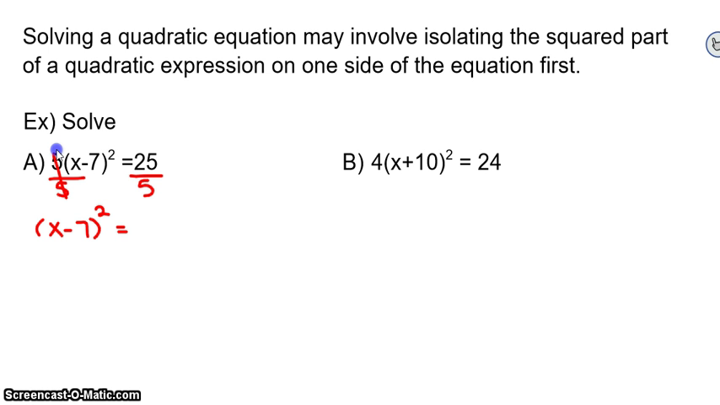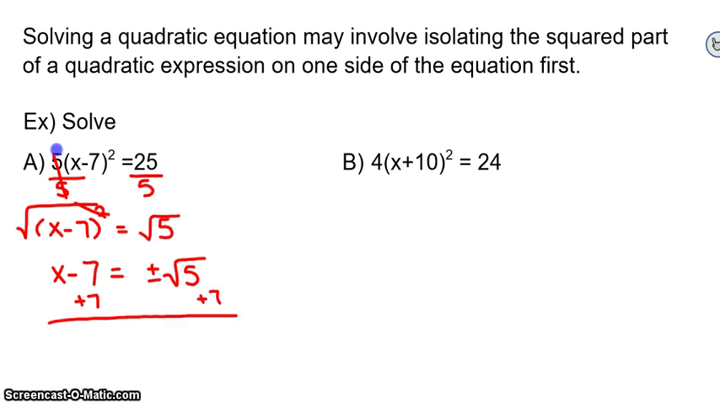25 divided by 5 is 5. Then take the square root on both sides. The square will undo the square root as usual, and you're left with x minus 7 equals plus and minus the square root of 5, which won't simplify at all. But you still don't have x by itself, so there's one more step left in this equation, and that is to add 7 on both sides. So the two exact answers are plus and minus the square root of 5 plus 7.